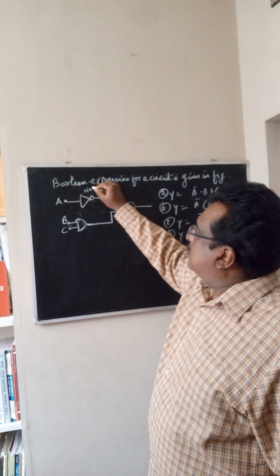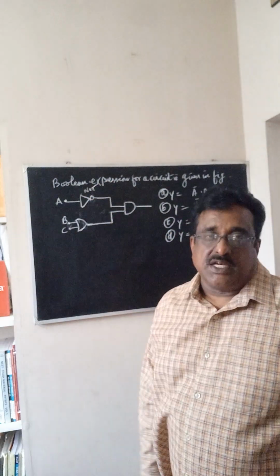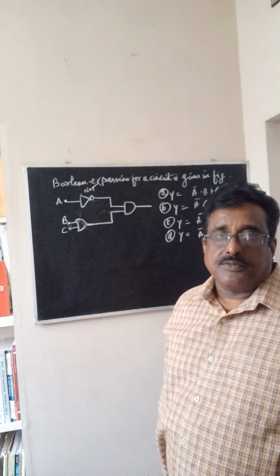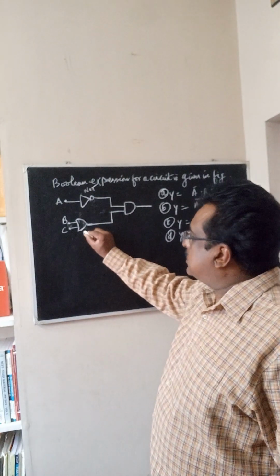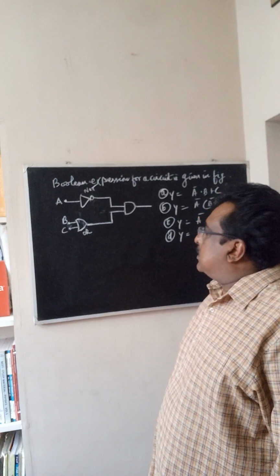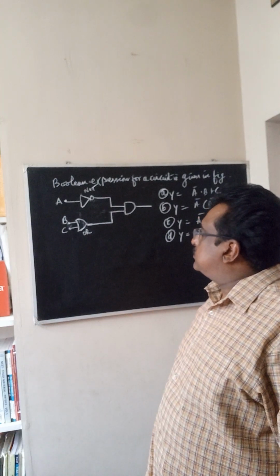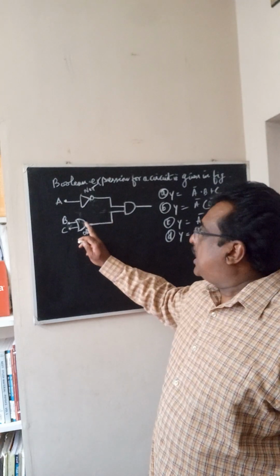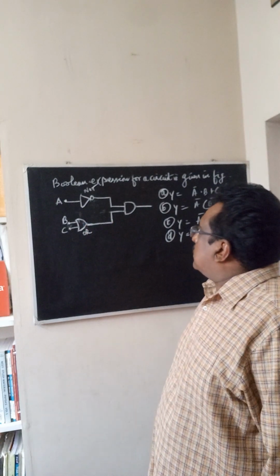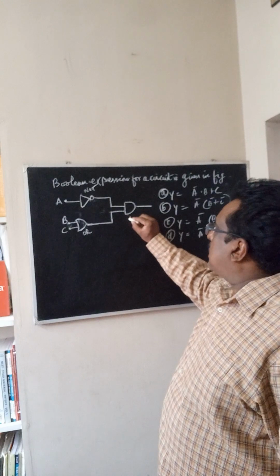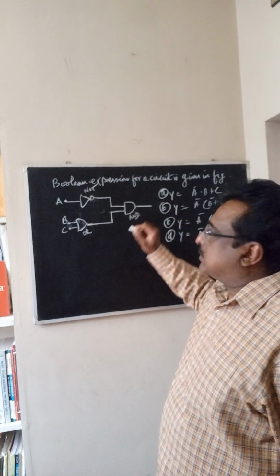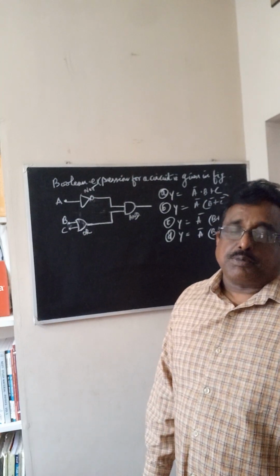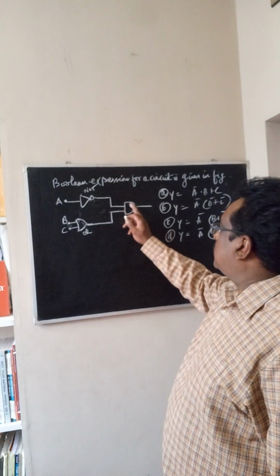It's a NOT gate. NOT gate is an inverter gate. What input you give, it will invert and give. This is an OR gate. What input is given will be added and given. It's an addition gate. And this is an AND gate. It's a product gate. It will multiply whatever is given as input here.